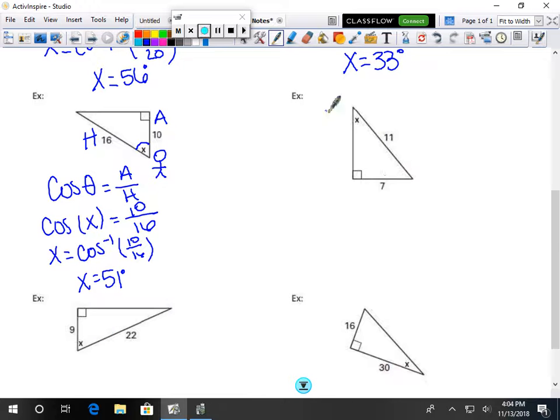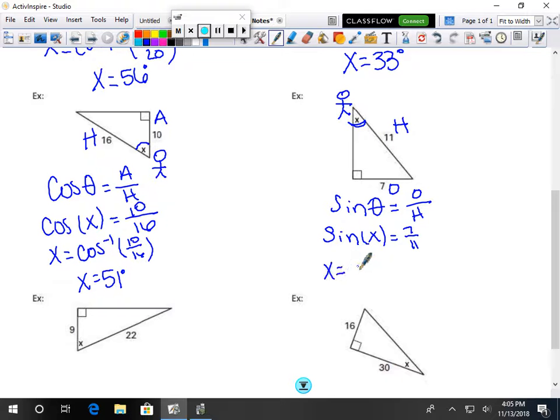Okay, so setting up the next problem. X up here is going to be my starting point. So 7 would be labeled O, 11 is H. The trig function that uses O and H would be sine. The formula is sine theta equals O over H. So I have sine X is equal to 7 over 11. So I do the inverse. X is equal to sine inverse 7 over 11. When I type this in the calculator, I get 39.5, which would round up to 40 degrees.